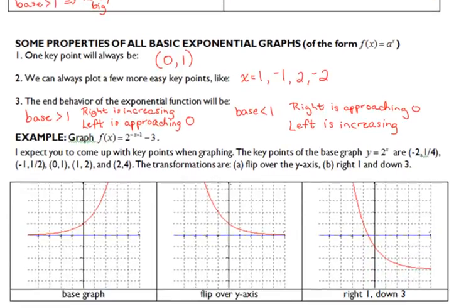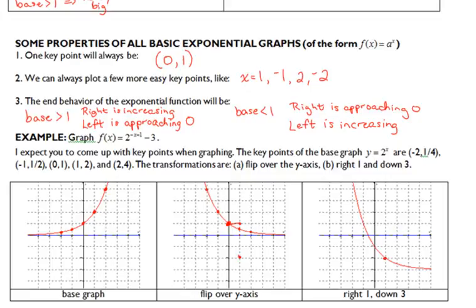So, give me a second to write that down, and then I'll talk about negative 2, 1 fourth. We're taking that point, negative 2, 1 half, 0, 1, 1, 2, and 2, 4. We're taking those points, we reflect them, so they flip over the axis. Then we're going to shift them right 1 and down 3. So I always start with the middle point. I start with the 0, 1. So I'm going to move it right 1 and down 3.